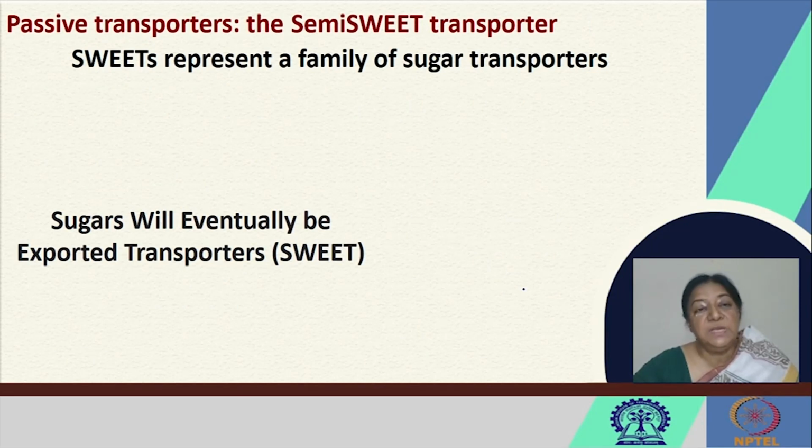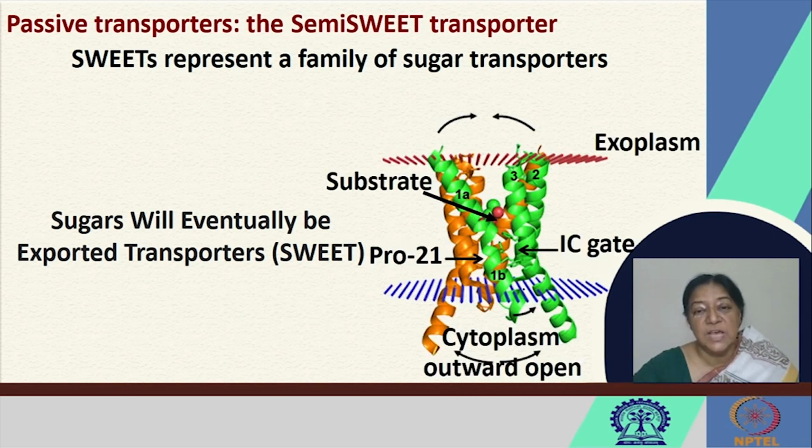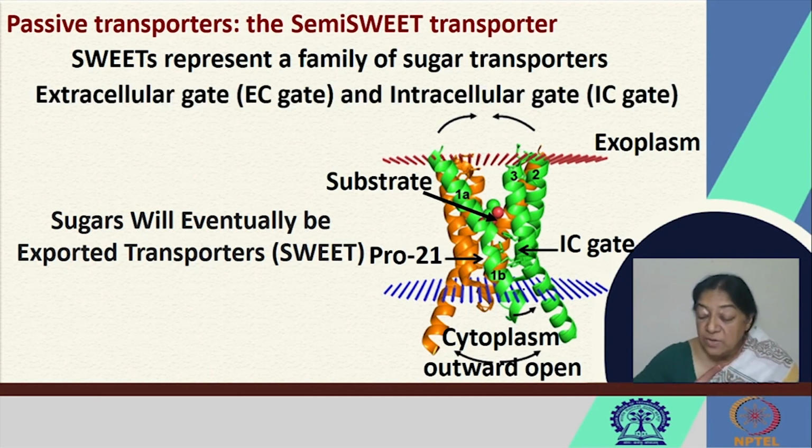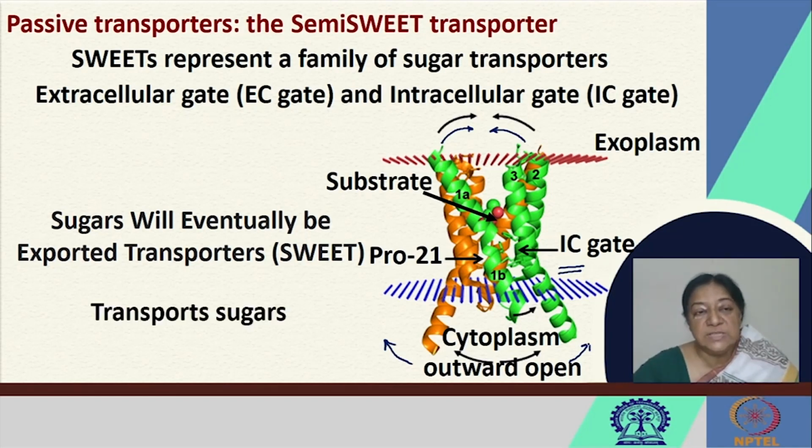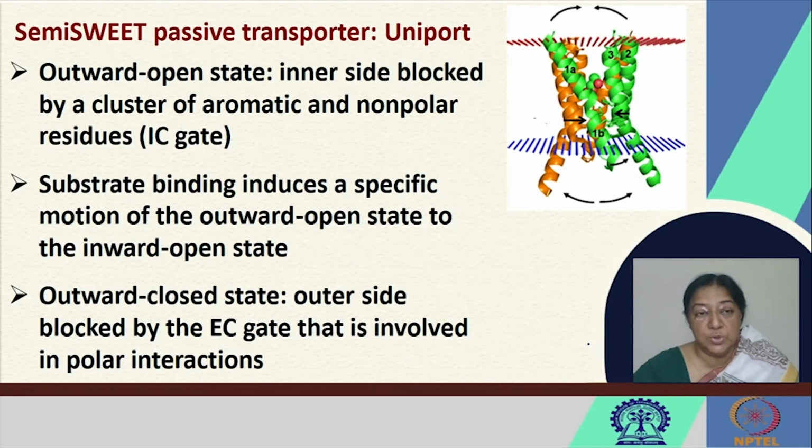Another such example is called the SWEET family. That is, sugars will eventually be exported transporters. So this is the type that they work with. There is a specific extracellular and intracellular gate that opens and closes. So we can have the closing of the gate at one point and we have the outward opening gate at the other point. And on substrate binding, this is facilitated in the specific type of sugar transporters. So as the name implies, these transport sugars.